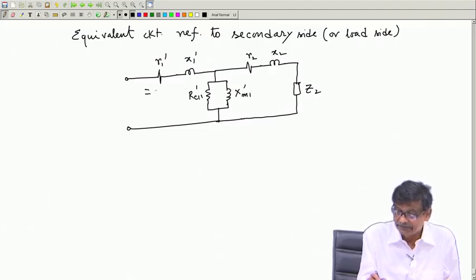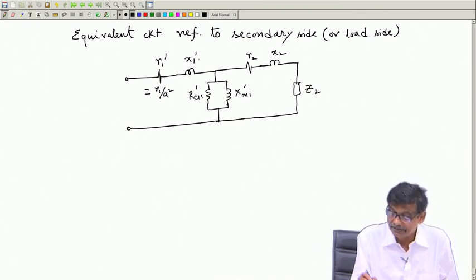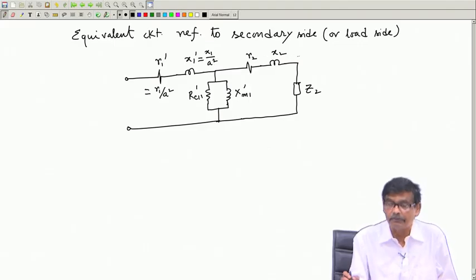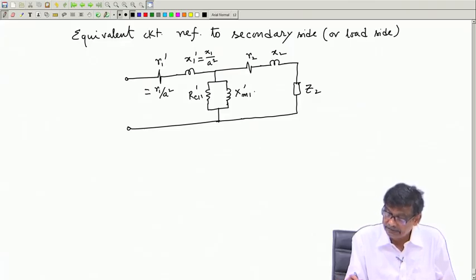Now, what is this R1 dashed? This R1 dashed will be equal to R1 by A square, the opposite thing. What is this X1 dashed? Actual leakage reactance by A square. R2, X2 will not suffer any change, similarly the actual impedance. What is this XM1 dashed? It will be XM1 by A square.